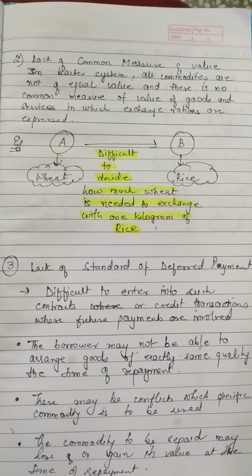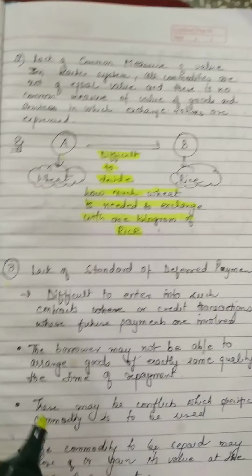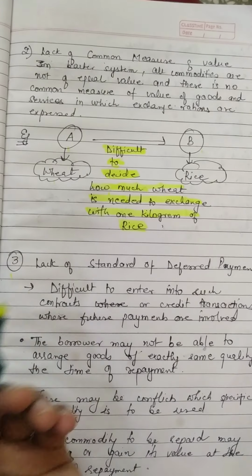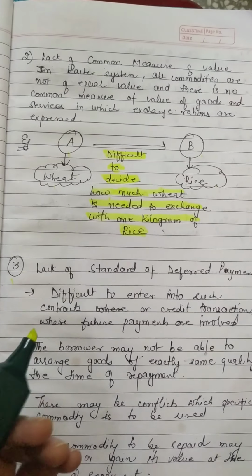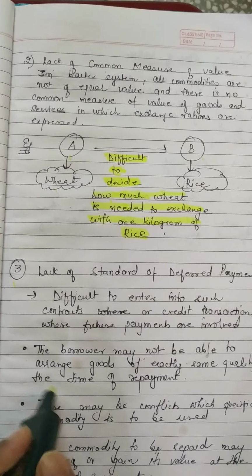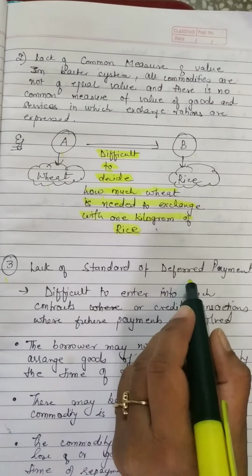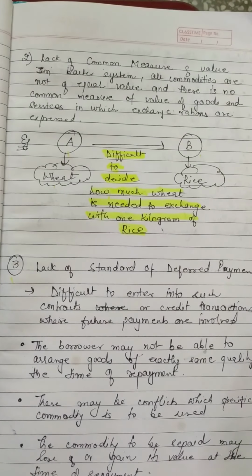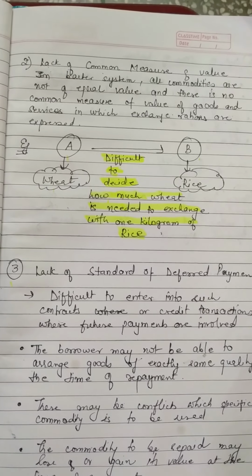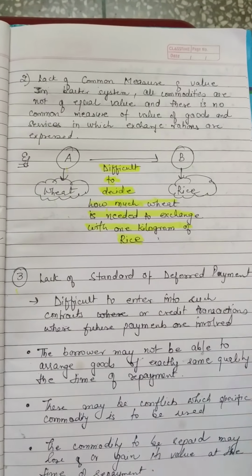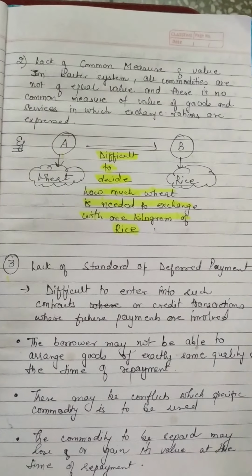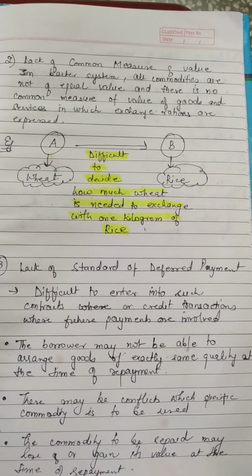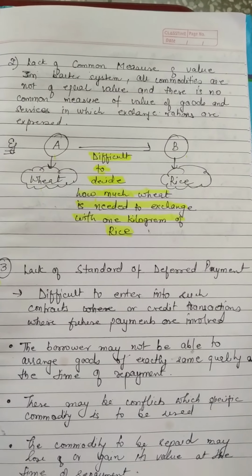Why so? Because we are dealing with goods. Again, a very serious limitation of the barter system is the lack of standard of deferred payment, and this is the problem solved by the monetary system that we have now. We can easily make deferred payments. Deferred means postponed. You can postpone your payment to the future.